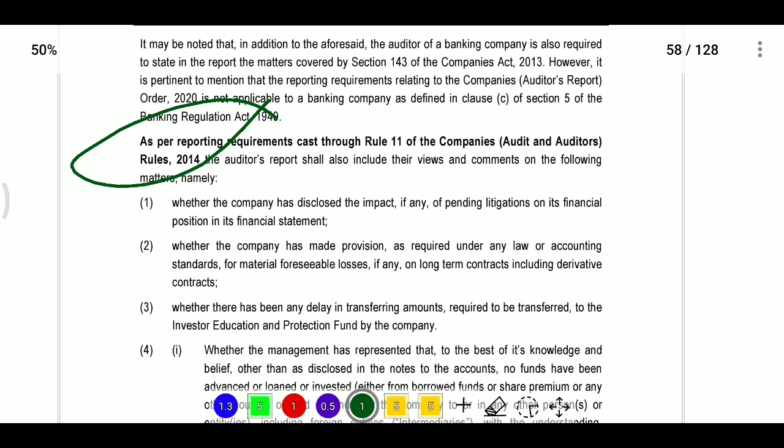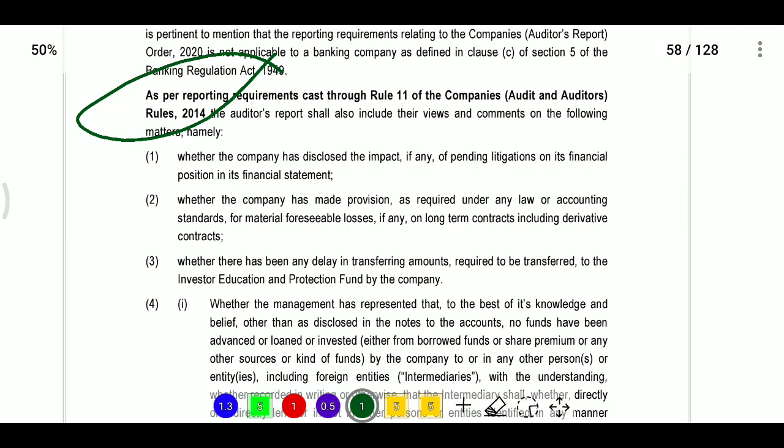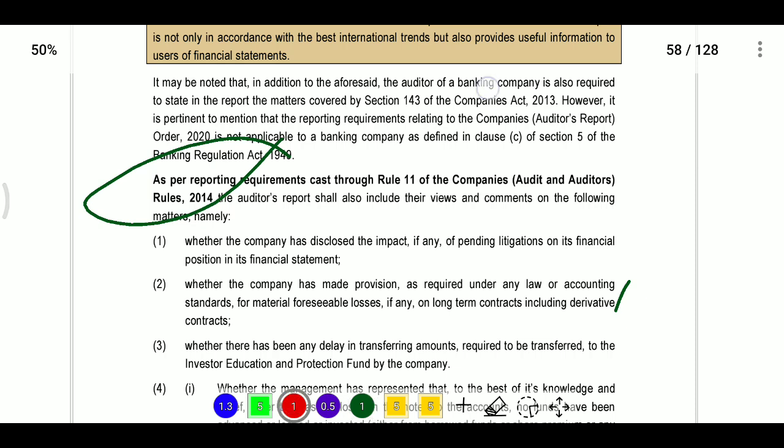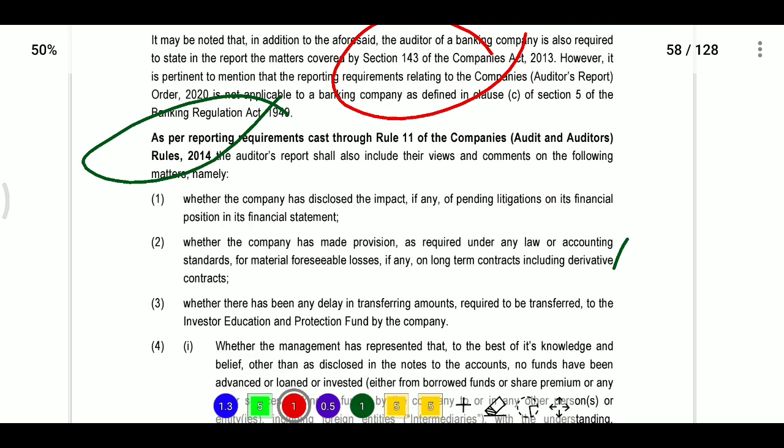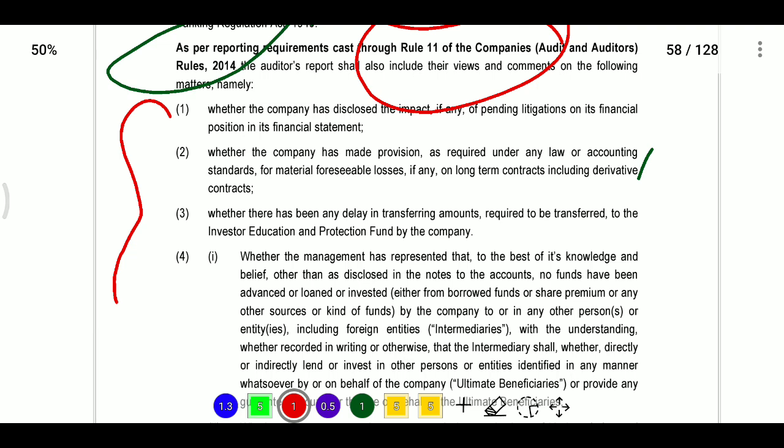Will under the Companies Act 2013. So now the auditor of a banking company is also required to state in the report the matters covered by Section 143. So Section 143 you need to comply with. What is there in Section 143 matters? The auditor's report shall also include their views and comments on the following matters.